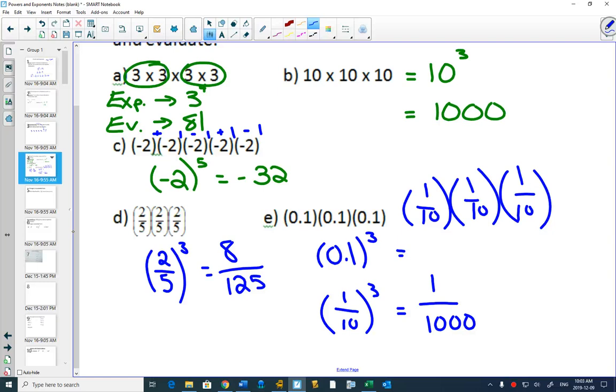If you have 1/1,000, think of your decimals. This is your tenths. This is your hundredths. Here are your thousandths. And so now we can change this back to a decimal where it might have been harder to do it before.